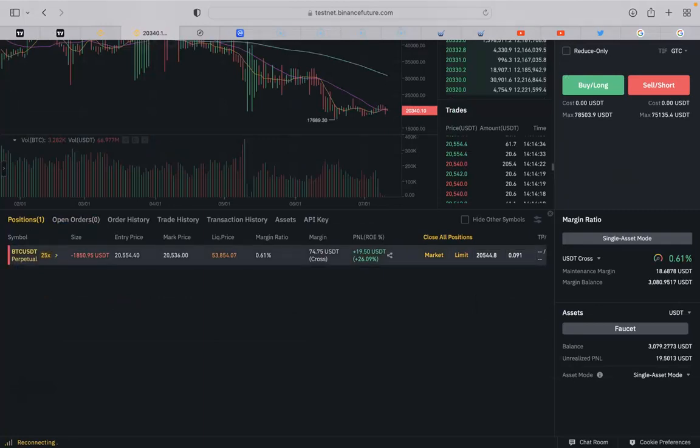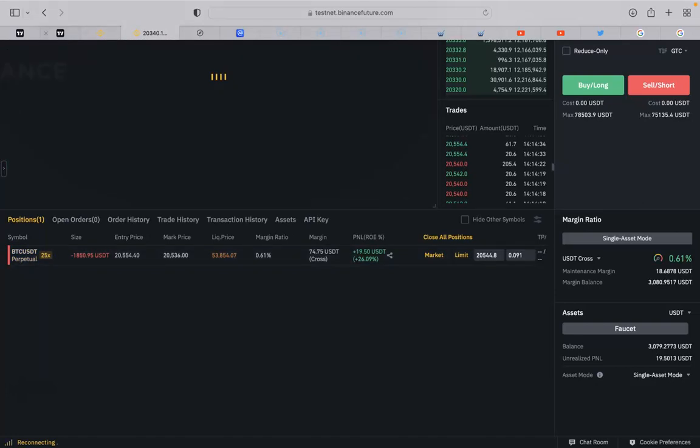So this is our position size. You can see entry price 20,554. That's where we entered the trade. Our mark price, which is the current price. Then the liquidation price, very important. Look at this. Liquidation price is at 53,854. The reason why liquidation price is so far is because we are managing our risk well.